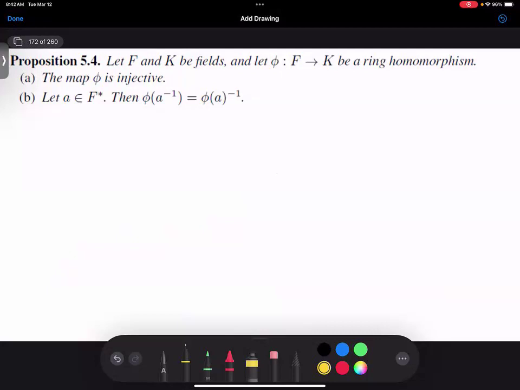Okay, so we're assuming that we have 2 fields and we have a ring homomorphism between them. The first is the map is injective. That's kind of nice. So to be injective means that if you have 2 different inputs, they can't be sent to the same output. And then the second is, given any invertible element, phi of a inverse is phi of a, inverse. Why do I have to assume that a is in F star for part B?